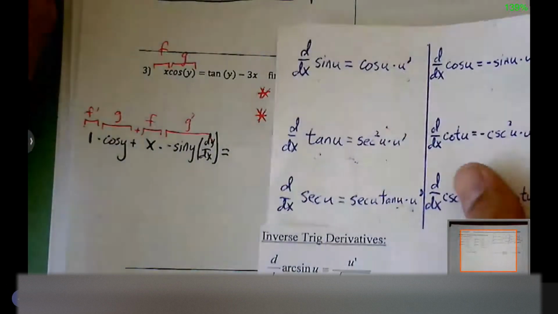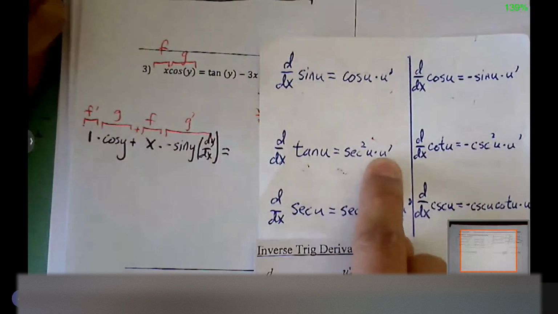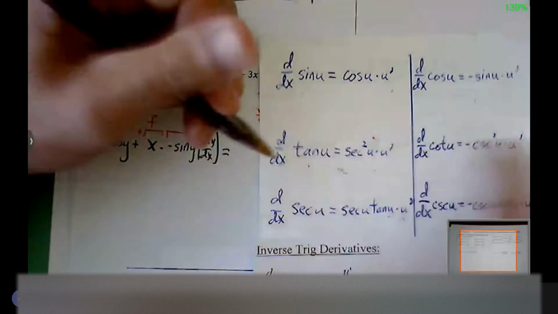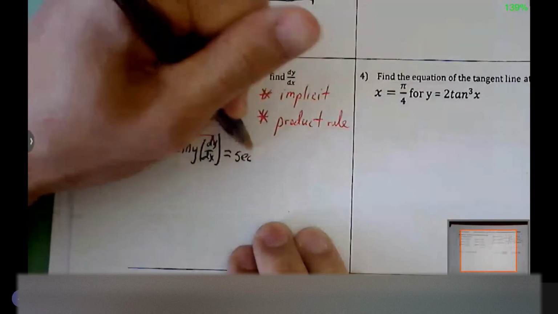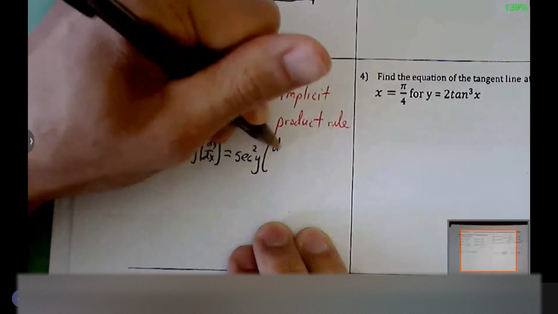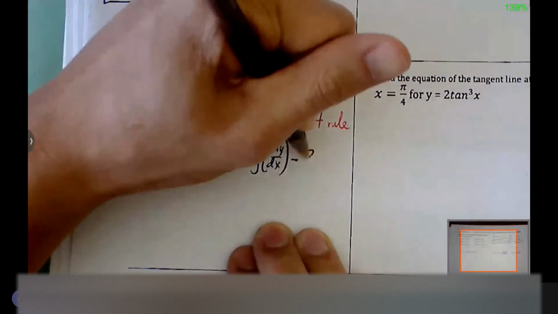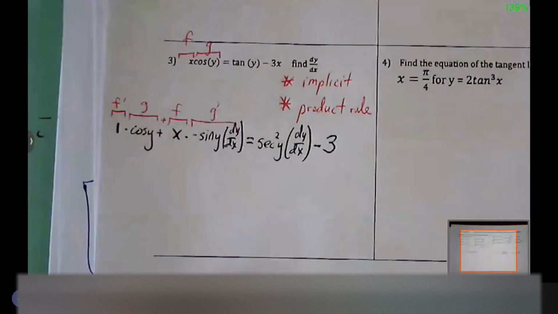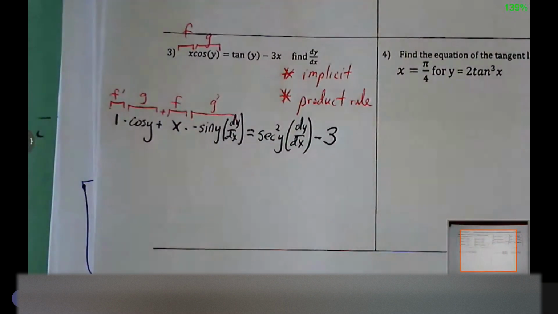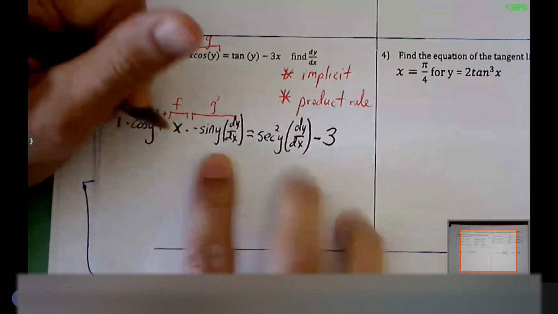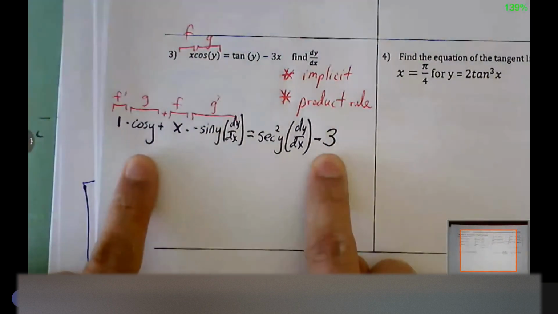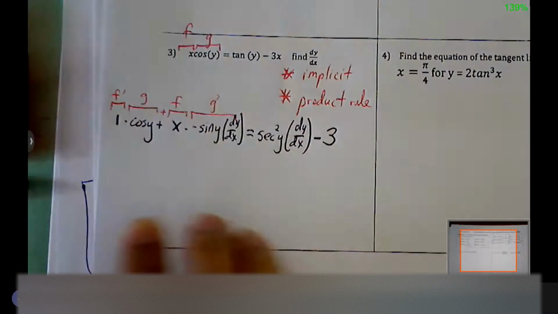Okay. Tangent of y, secant squared y. This is where our second dy/dx will pop up. And then minus 3x becomes minus 3. So this is the only calculus step in our problem. The rest is just trying to clean up, trying to get that dy/dx variable by itself.